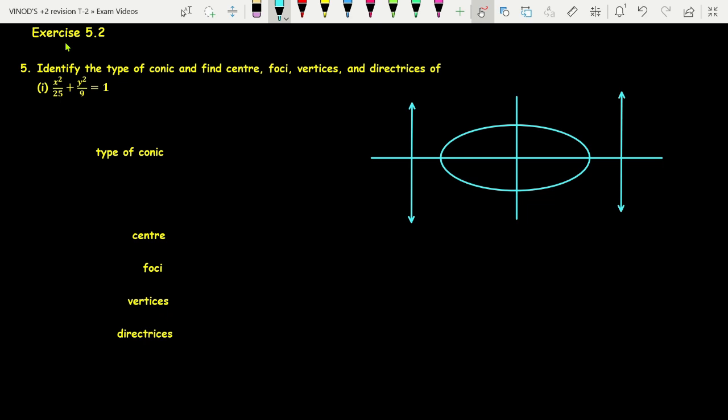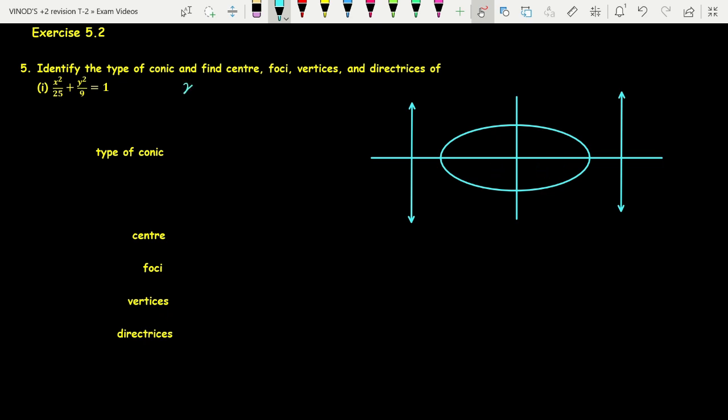Exercise 5.2, problem number 5. Identify the type of conic and find the center, foci, vertices and directrices of the equation x square by 25 plus y square by 9 equal to 1. So x square denominator is greater, therefore it is a horizontal ellipse because the major axis length will be 2 into 5, 10 units. 10 is the length of the major axis.